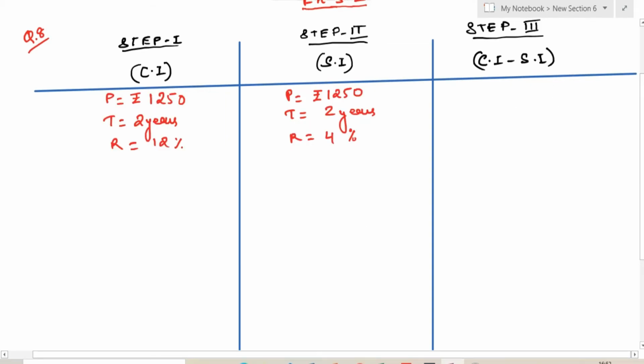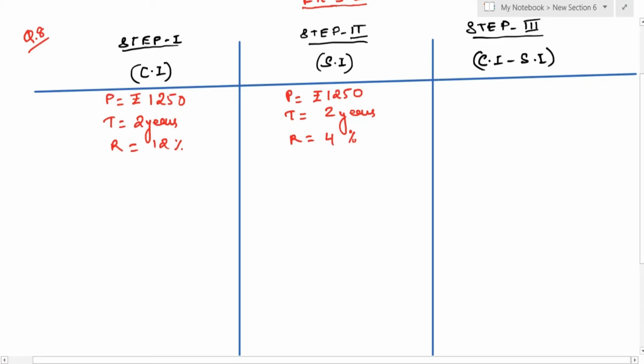Question number 8 is, Pritam Singh gave Kundan rupees 1250 on compound interest for 2 years at 12%. How much less should Pritam have got if he would have given it to Kundan for 2 years at 4% simple interest? We need to find the difference of the two. What is the difference between CI and SI? So first we should know the amount for calculating CI, that is principal into 1 plus rate by 100 whole to the power n.